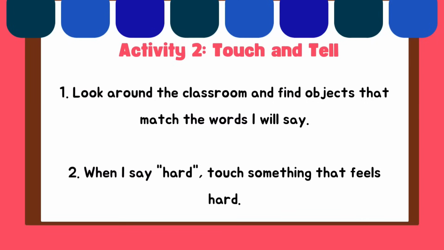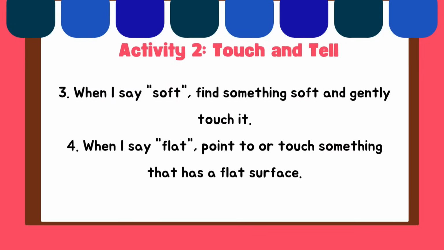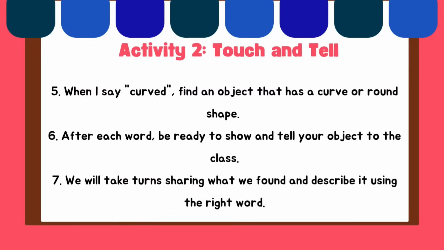For our activity number 2, number 1, look around the classroom and find objects that match the word I will say. When I say hard, touch something that feels hard. When I say soft, find something soft and gently touch it. When I say flat, point to or touch something that has a flat surface. When I say curve, find an object that has a curve or round shape. After each word, be ready to show and tell your object to the class. We will take turns sharing what we found and describe it using the right word.